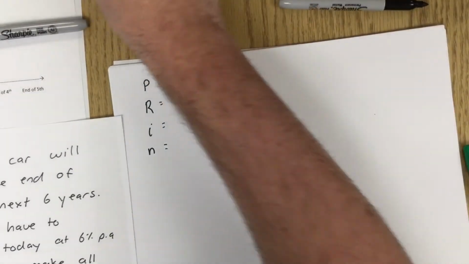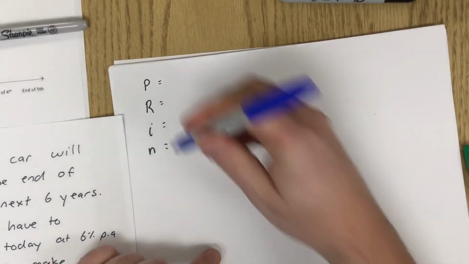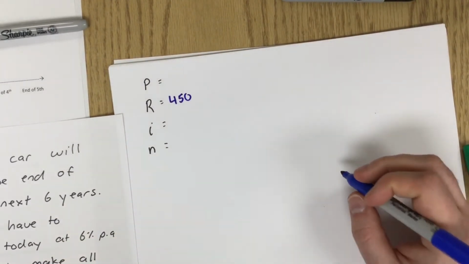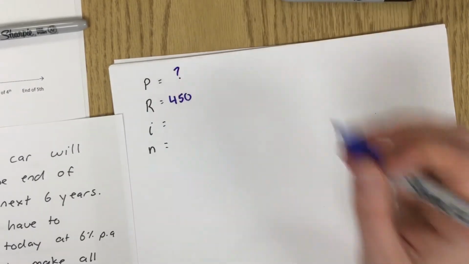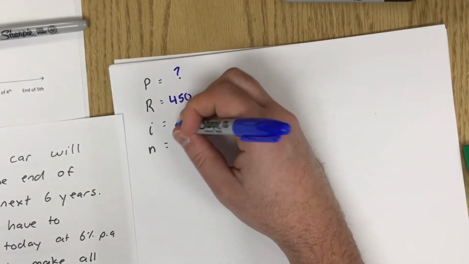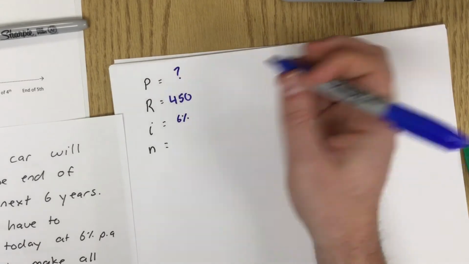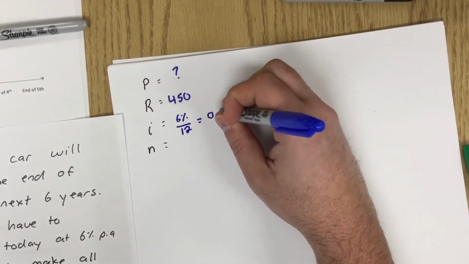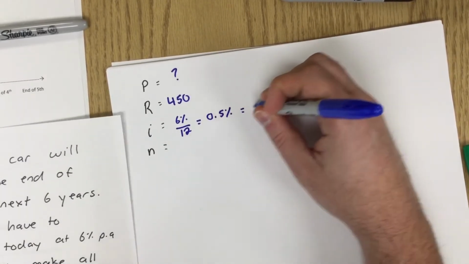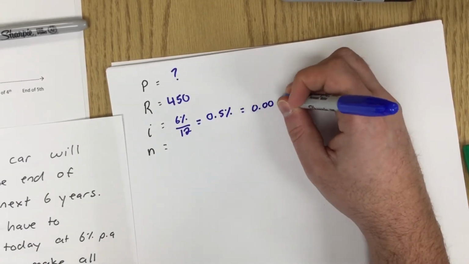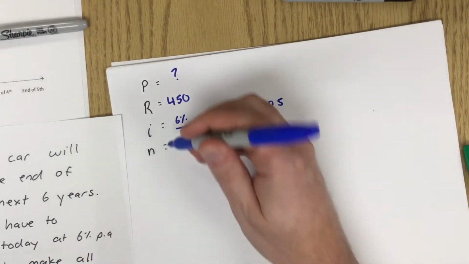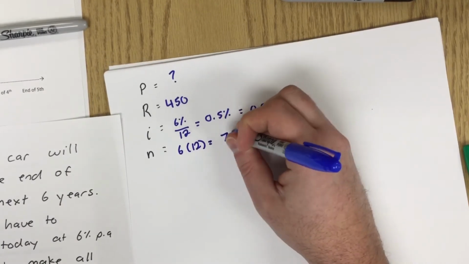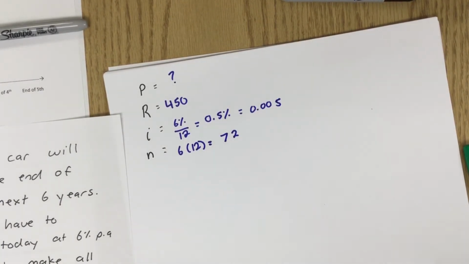Okay. So what do we got? We know that the regular payment has to be $450 a month. The present value we don't know. The interest is going to be 6% per year, but it's monthly, so we're going to divide by 12, which is going to be 0.5%, which is 0.005. The number of payments, we're going to do this for 6 years, and there's 12 payments per year. And so that's going to give us 72 payments.